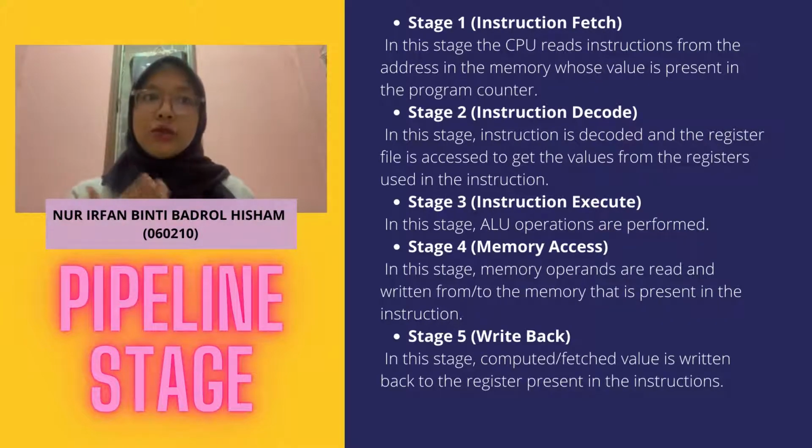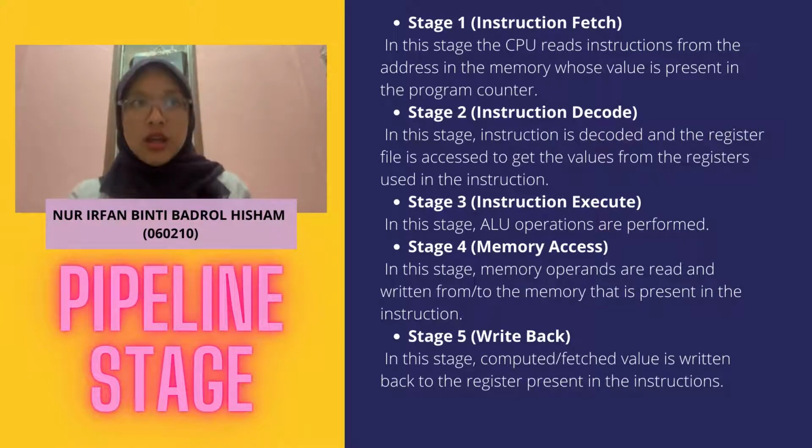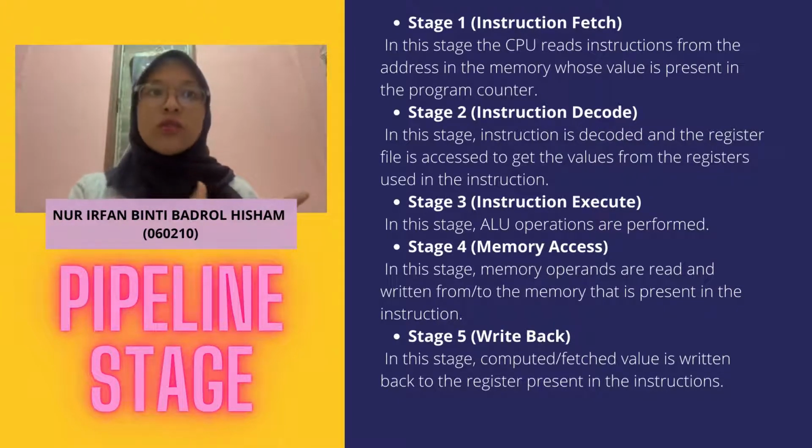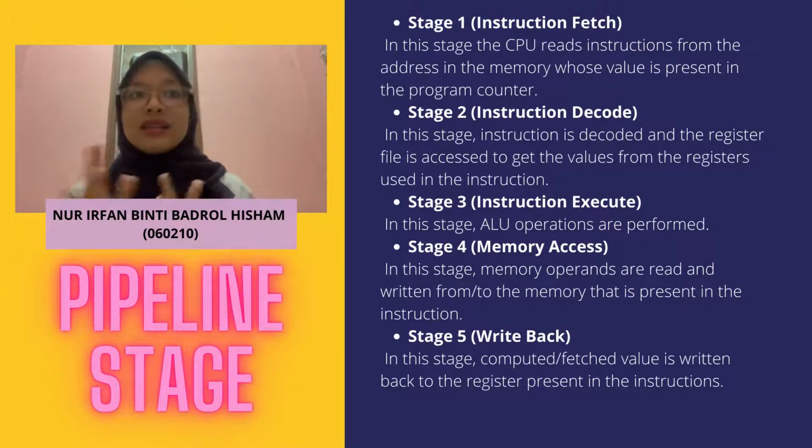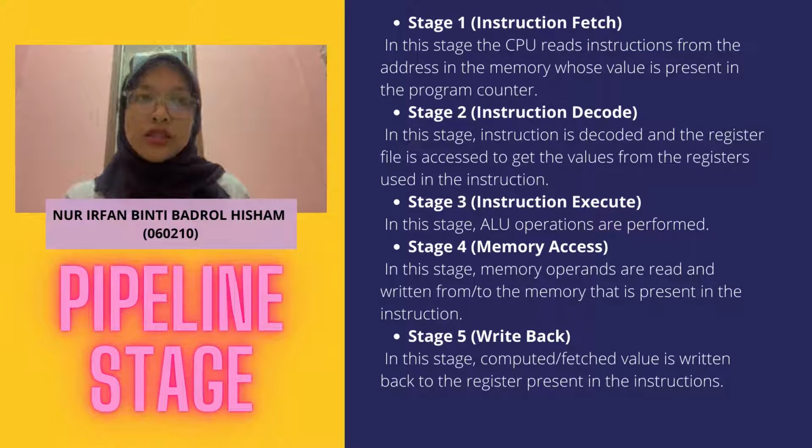I would like to present the 5 stages of RISC pipeline with their respective operations. So stage 1 is instruction fetch. In this stage, the CPU reads the instruction from the address in memory whose value is present in the program counter. The next stage is instruction decode.